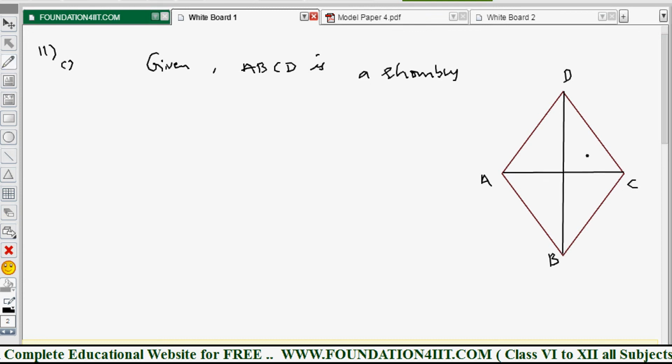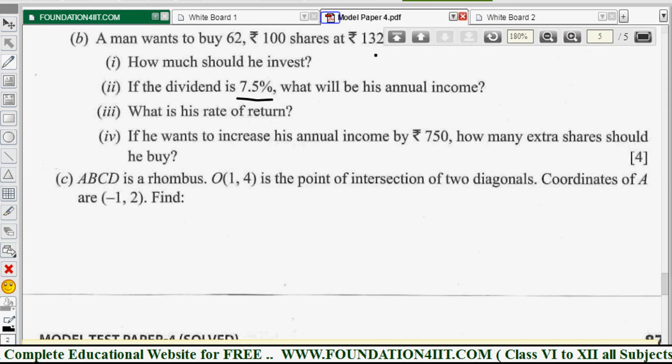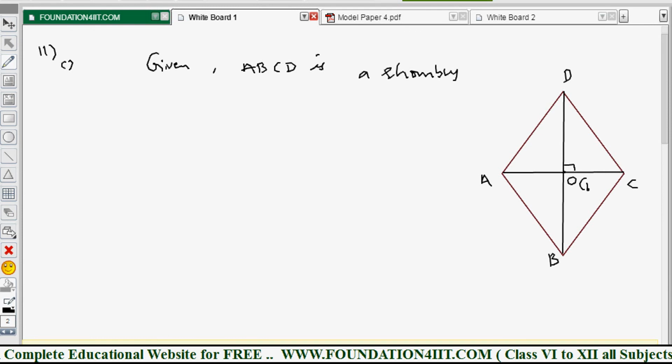In a rhombus, all the sides are equal and the diagonals are perpendicular bisectors at O. And the center point is given in the question. O is (1, 4). And the coordinate of A is given, (-1, 2). So C we need to find out. We know that O is the midpoint of AC. So let us apply the midpoint formula.